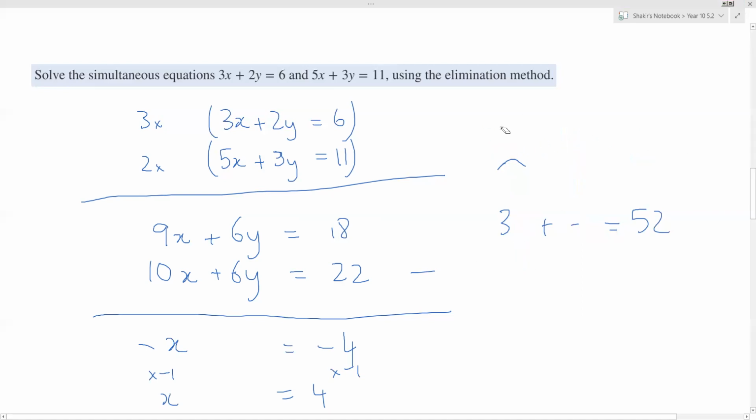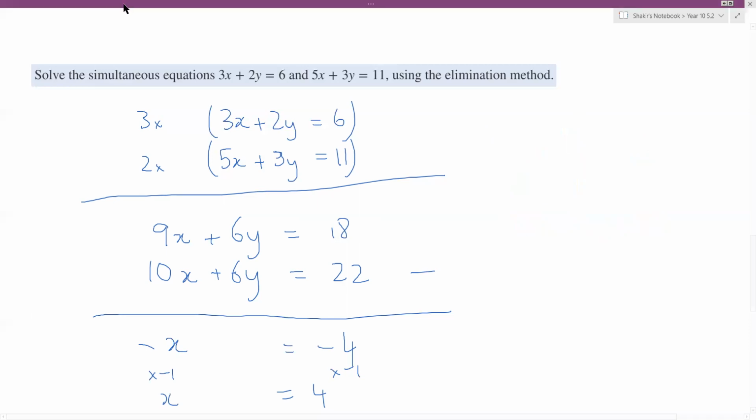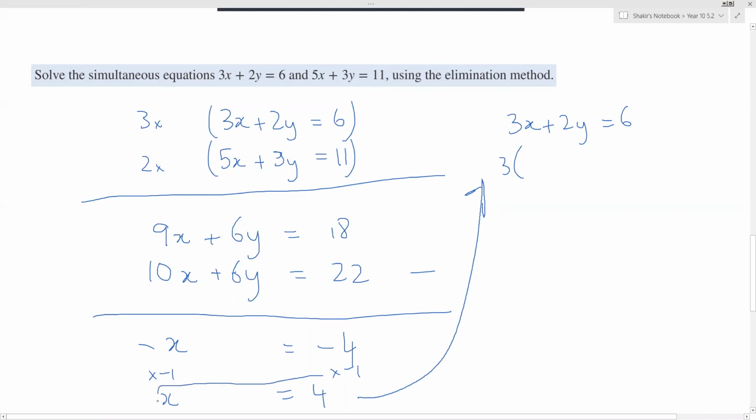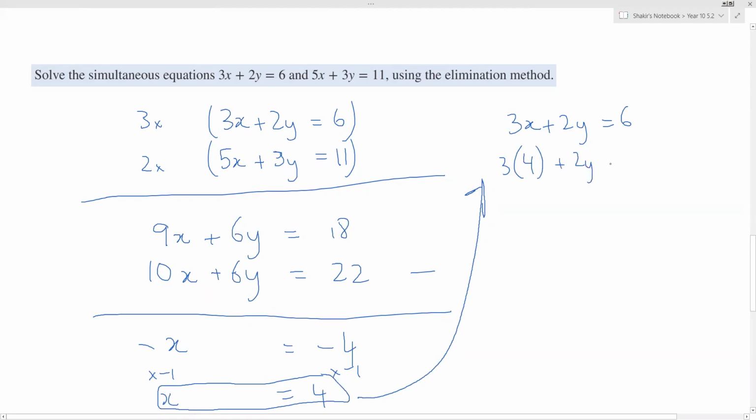Wipe that stuff off. And let's come back to the top here. Now we know 3x plus 2y equals 6. You can choose either of them. I've chosen to do this one. Doesn't really matter. So I do 3. And what's x? X is 4. I've just figured out that x is 4. So I'm going to put 4 there in brackets. Plus 2y equals 6.